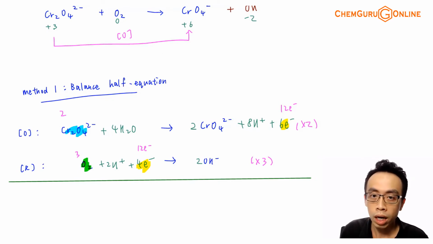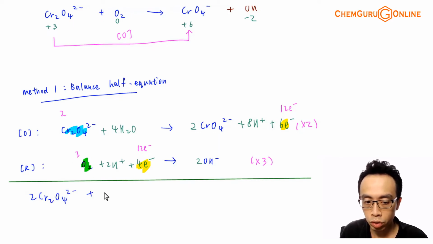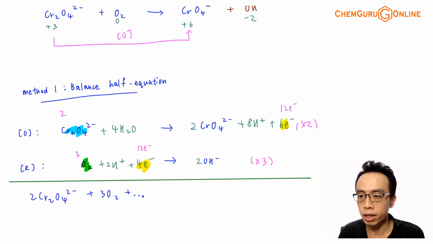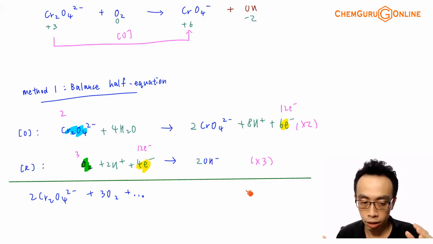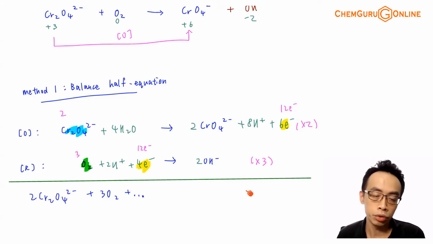So when I add the 2 half equations together, what I would end up with will be something like this. I'll have 2 CrO4 2 minus plus 3O2 and the rest of the terms. Now, are we interested in trying to figure out the rest of the terms? Of course, if this were a structured question, then we will need to settle the rest of the terms. For us to have a proper and full equation, then we will have to convert this to alkaline medium. But for the sake of MCQ, we only need the mole ratio involving chromite and O2.